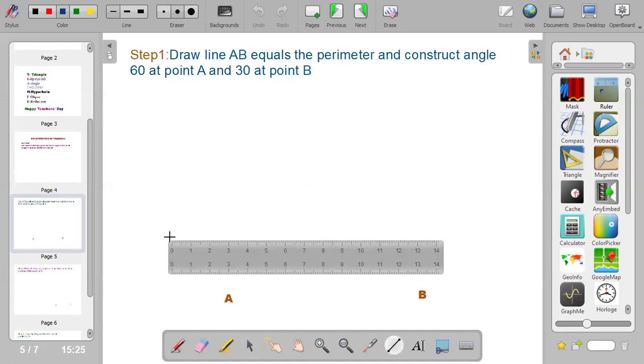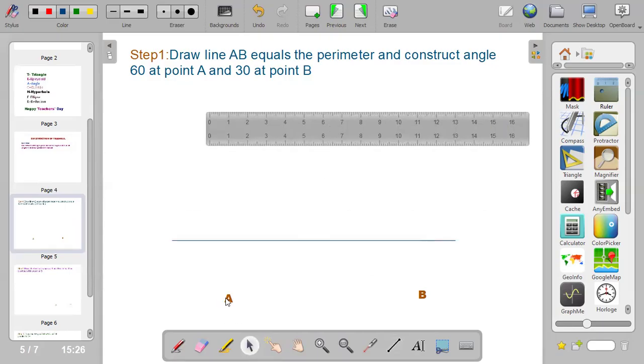So let's draw a line that is equal to the given perimeter. My perimeter is 150. Let's draw the line 150 and name your points as point A and point B.